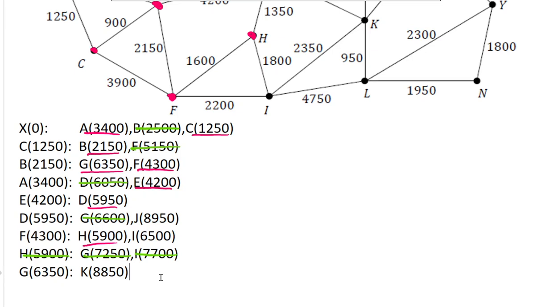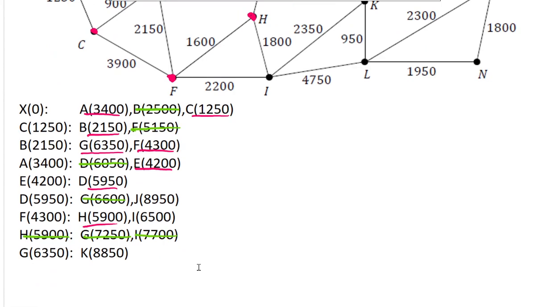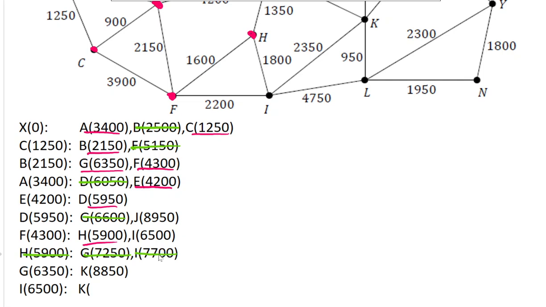So what I would do now is let me type it up here. The smallest number now is I 6500. So just write that down and then see what that gives us. From I, it's 2350 to K and 4750 to L. So to K is 2350, so that's 8850.